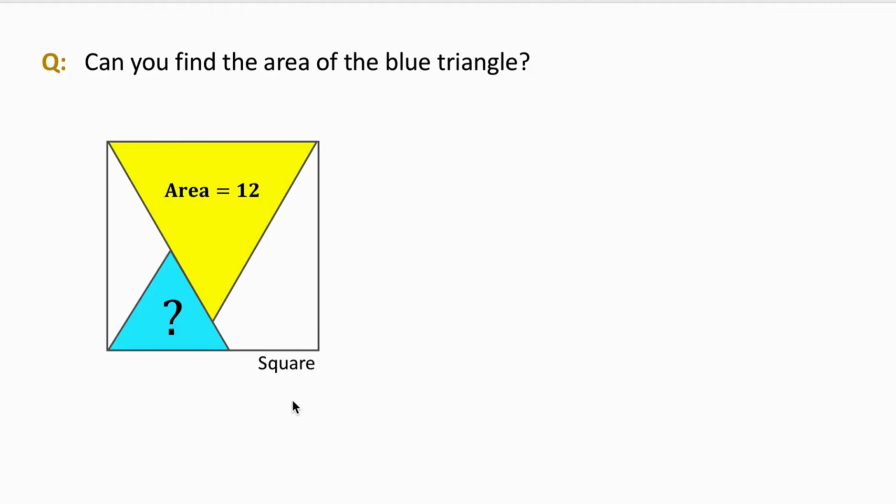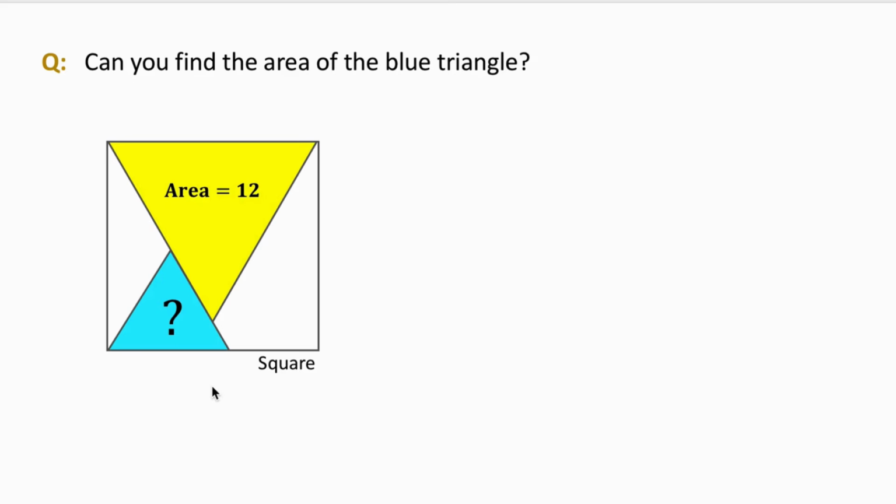Hello everyone. Inside this square, we have two equilateral triangles. The only information given is that the yellow triangle has area 12. No side lengths are provided. We are going to find the area of this blue triangle. Give it a try before watching the solution.